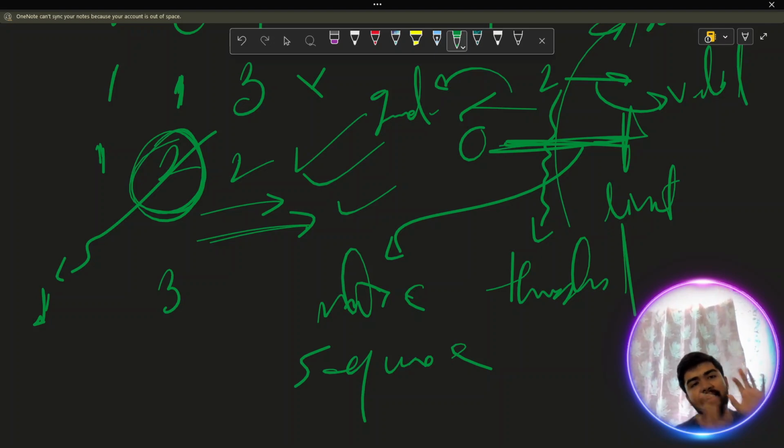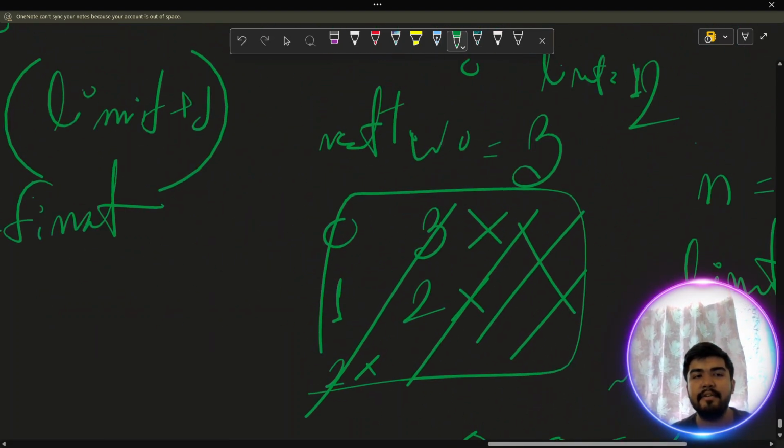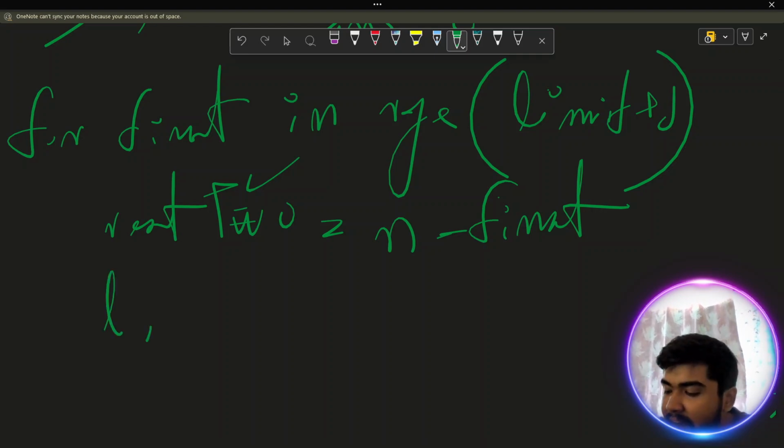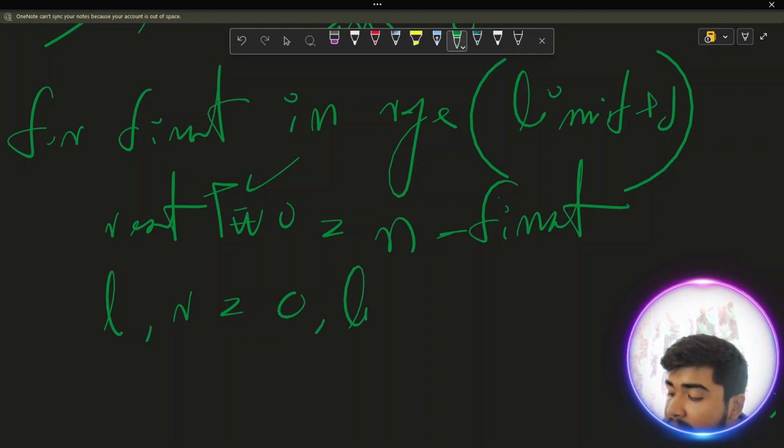So first, I will define my rest 2 that we are doing. So my rest 2 is in my hand. What is the binary search limit? My left and right should be my left, that is the second. What are the valid values of second? It is in the range of 0 to limit.